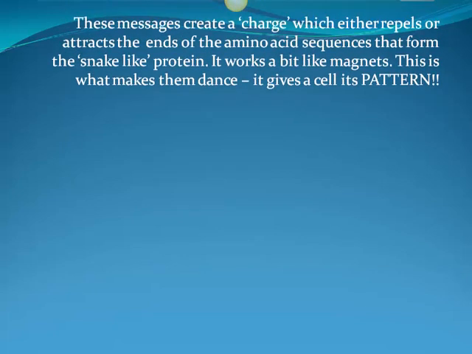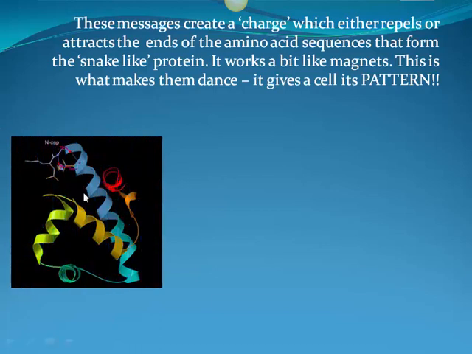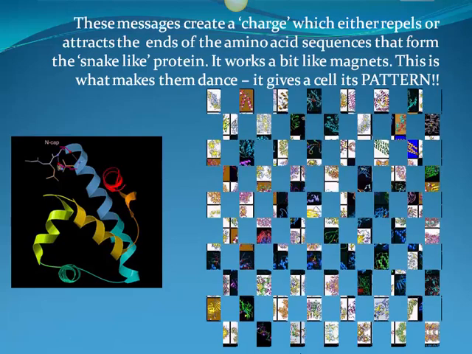So the way these messages transmit, they create a charge, like a positive or negative, which, like magnets, either repels or attracts the ends of the amino acid sequences, which form the snake-like proteins. So it does work a bit like magnets, and this is what makes them dance within the cell. It gives the cell its pattern, and they are constantly changing and moving. And here we've got a visual on how they all link up with one another in that way and create these intricate patterns within the cell.